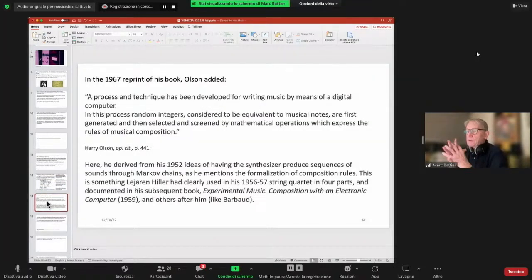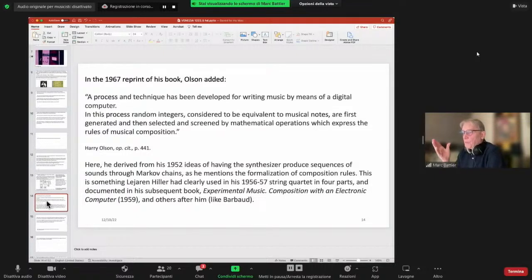Now, in the 1967 reprint of his book, Olson added, "A process and technique has been developed for writing music by means of a digital computer. In this process, random integers considered to be equivalent to musical notes are first generated and then selected and screened by mathematical operations which express the rules of musical composition."